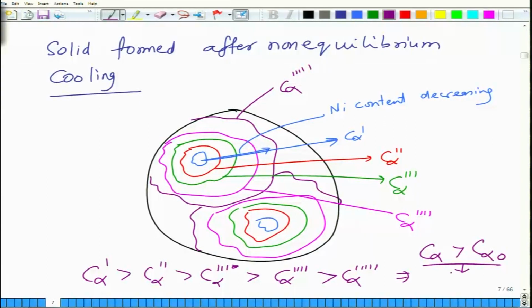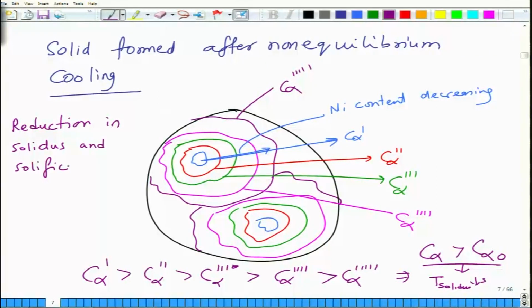And hence this leads to decrease in the solidus temperature. So as a result, the T solidus decreases, and that reduces the solidification point of the alloy. So this results in reduction in solidus and solidification temperature.